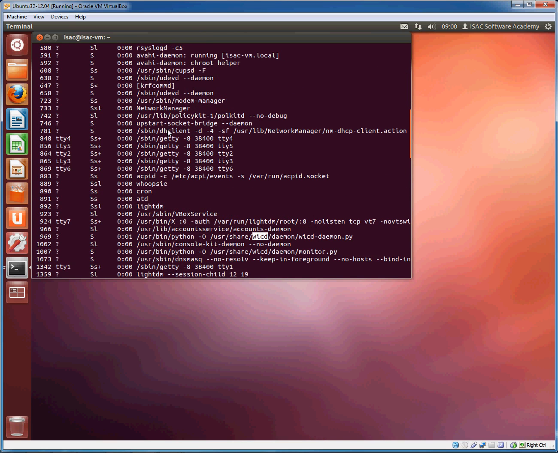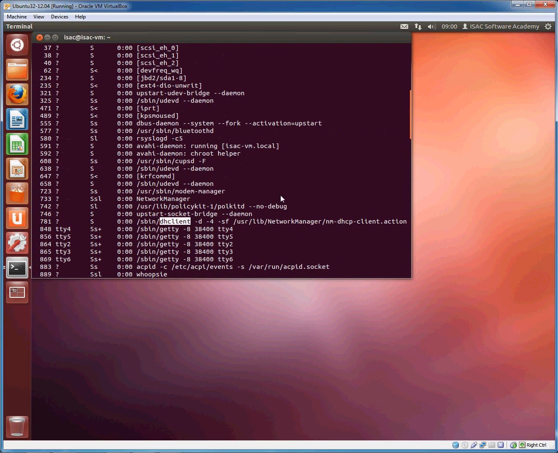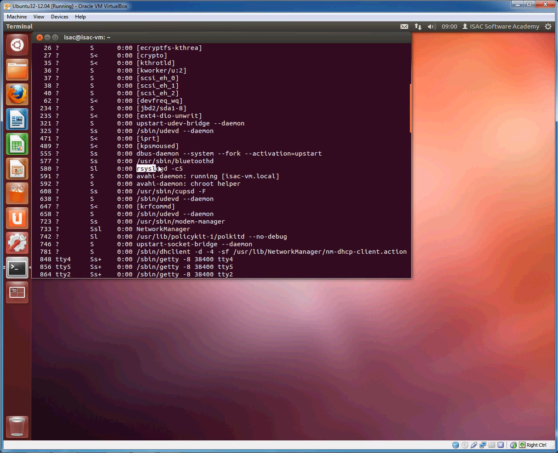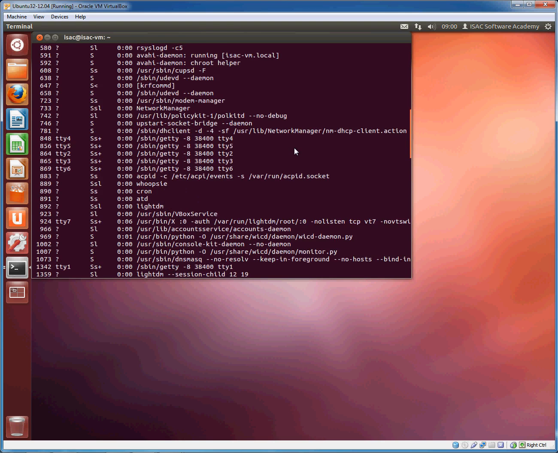Now scrolling up a bit more, you can see there's a dhclient. This is not to be confused with the DHCPD. They are not the same. This one is for fetching an IP address for your system rather than serving them out. And this one here is one we've covered, that is the cups daemon. So it's there, and obviously there's also rsyslogd for system logging, and quite a few others, Bluetooth and so on and so forth. So you can see that they are in fact there.